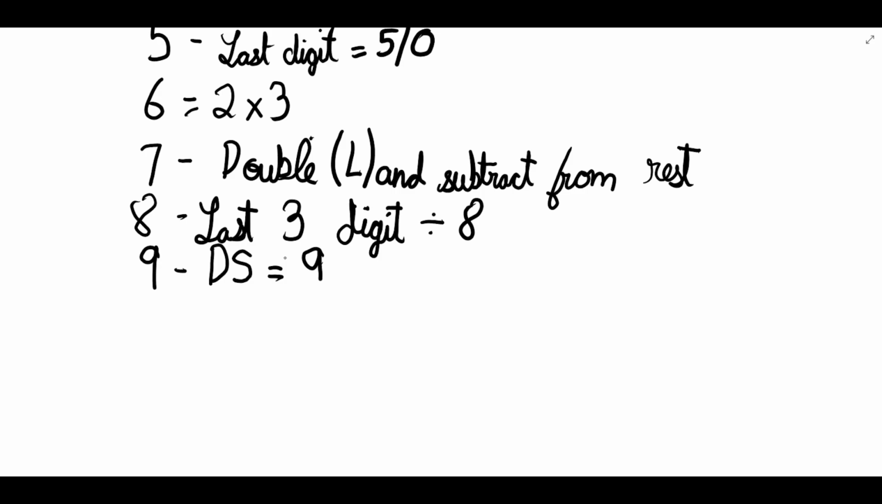Okay, and for 10 I'm pretty sure you all know it. You just need the last digit equals 0, then it will be divisible by 10. Okay, that's very simple. For 11, I'm thinking you all must have learned this in school. If you don't remember, let me just refresh. Basically take the sum of the odd placed digits and subtract it from the sum of the even placed digits.